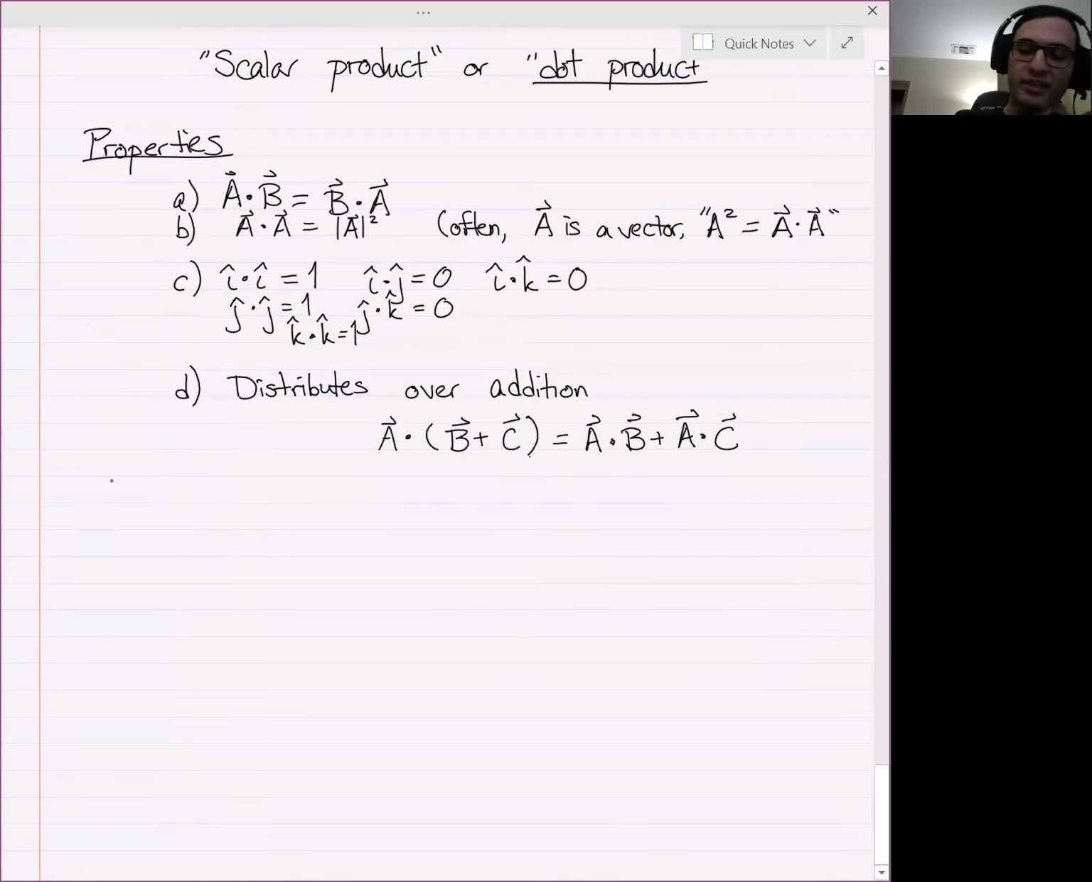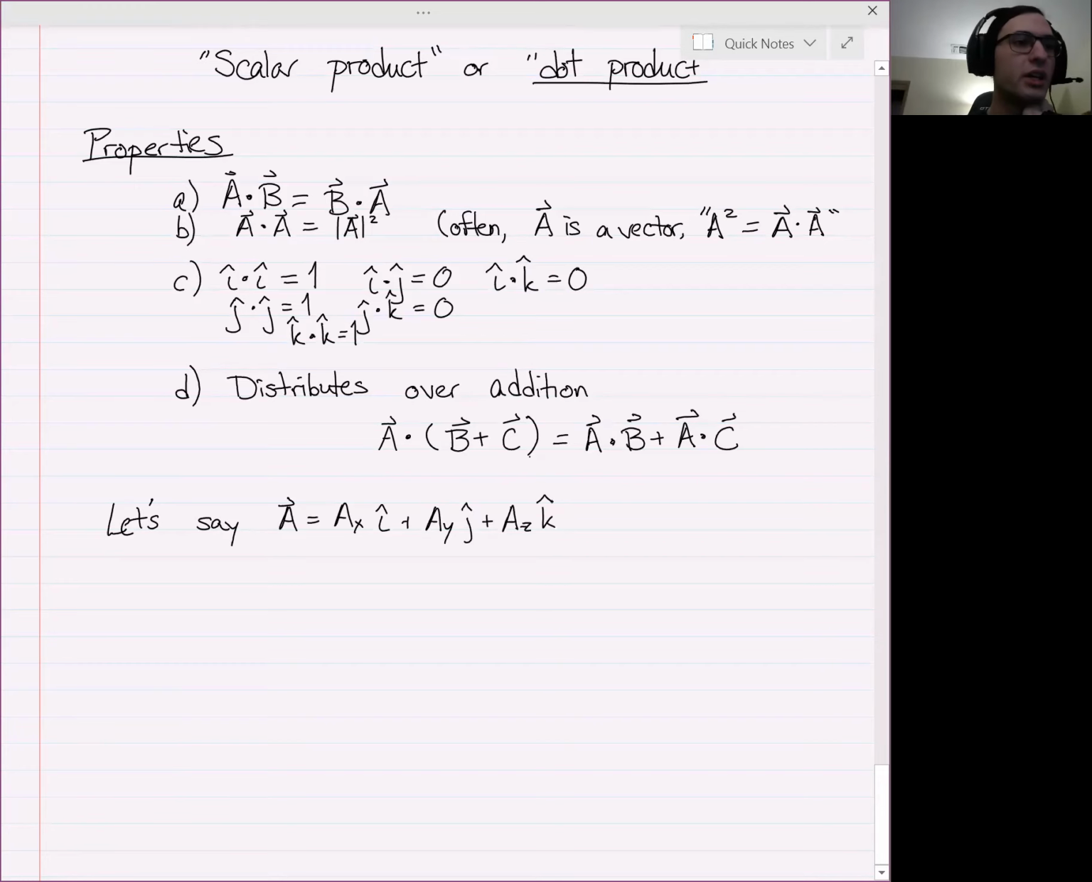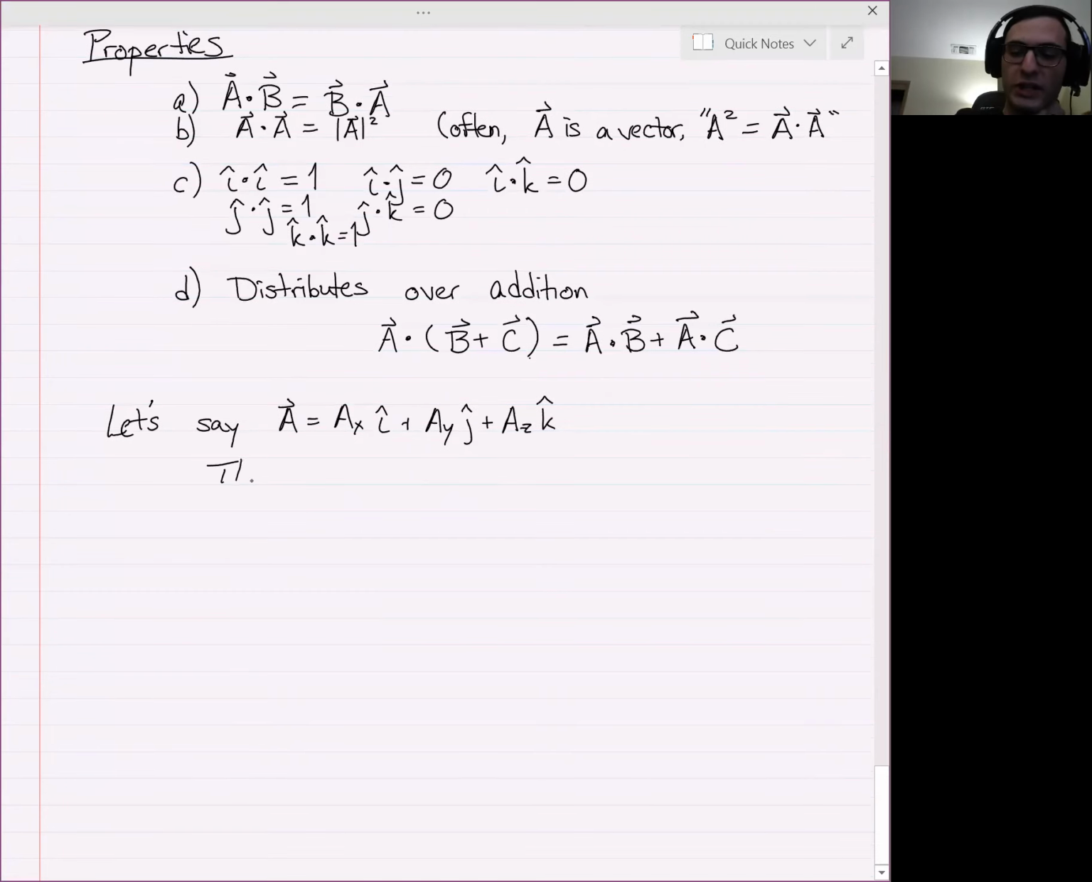So the dot product is particularly useful because we can use it to extract components of a vector. So let's say, as an example, that the vector a is ax in the i hat direction, plus ay in the j hat direction, plus az in the k hat direction. Then it's relatively easy to show that a vector dotted into the i hat unit vector is, well, we can work this out. It's ax i hat plus ay j hat plus az k hat dotted into i hat.